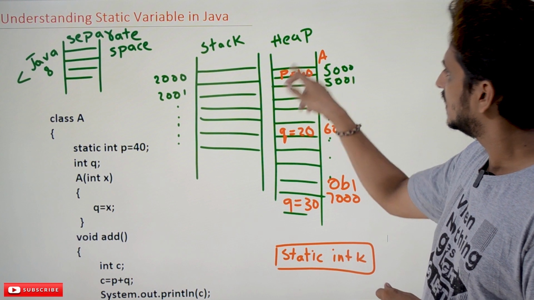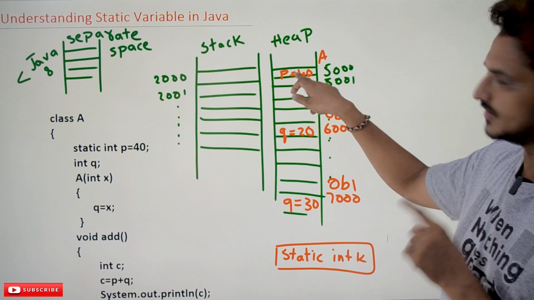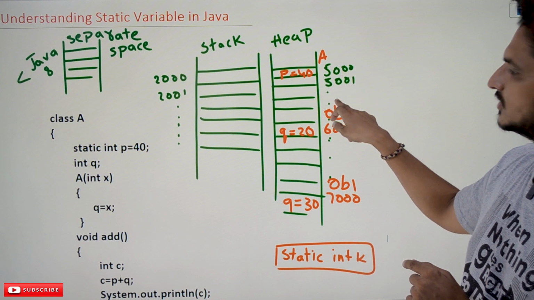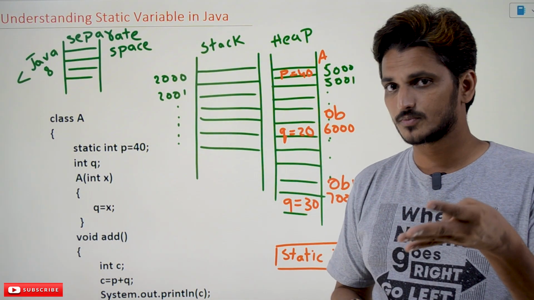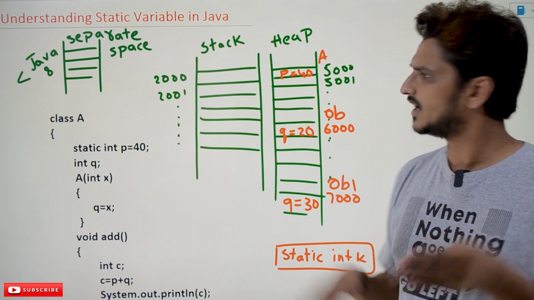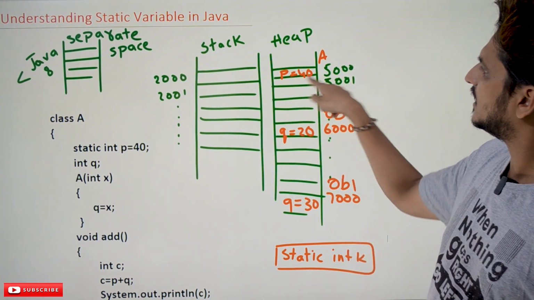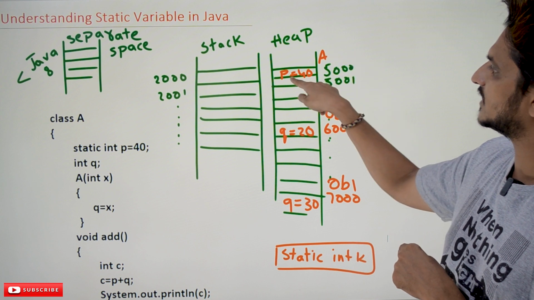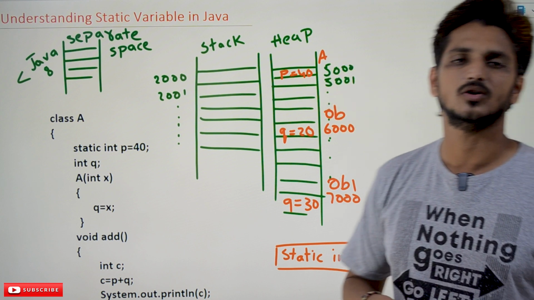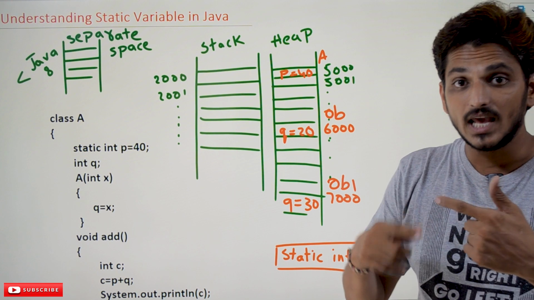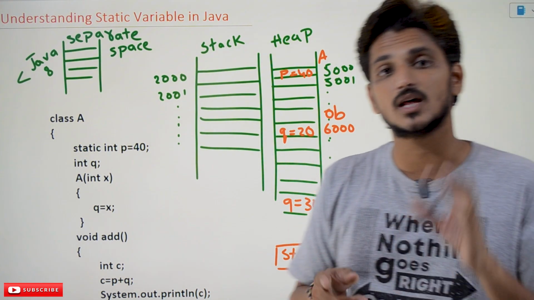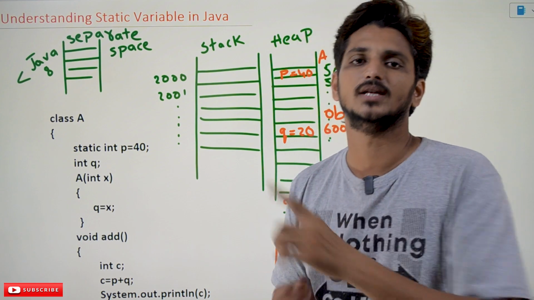So for this p, the locations 5000, 5001, 5002, 5003 are allocated, because int needs 4 bytes of space, and the starting location is 5000. This means class A is referencing this location 5000. Space is assigned on the name of the class. That's why static variables are called class variables.